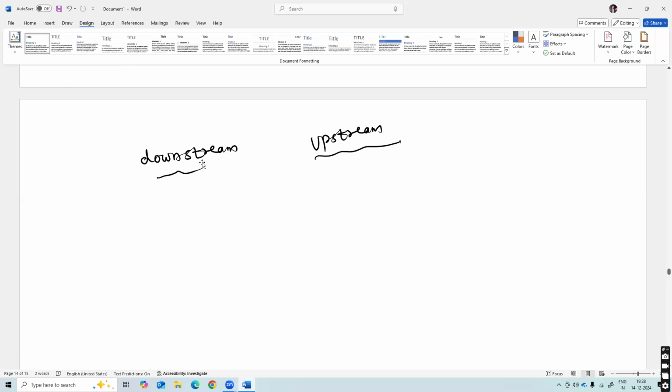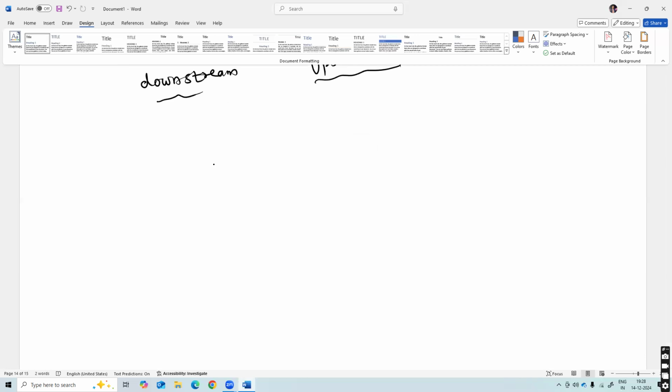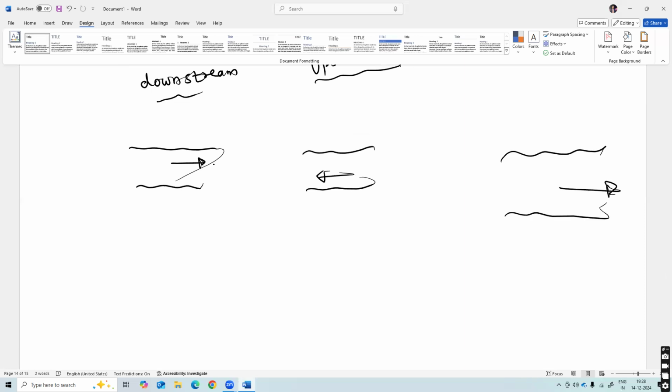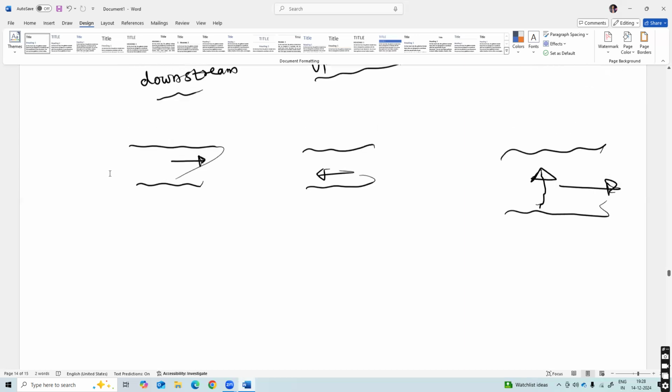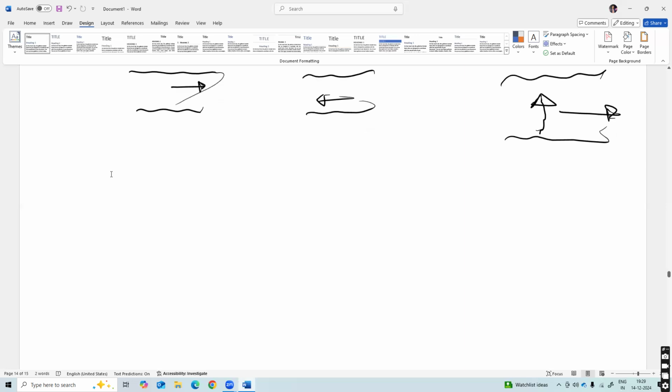In the above cases, whatever we have seen, the boat was either moving in the direction of the flow, which was downstream, or in the opposite direction of the flow. But we have not seen a case where the river is flowing in this direction and the boat is moving in this direction, crossing the river. So now we will see how it works. Let's say we have a river. This river is flowing in, let's say, this direction.